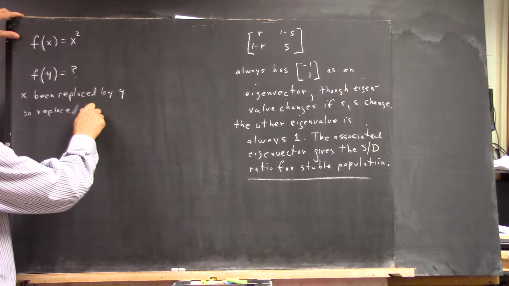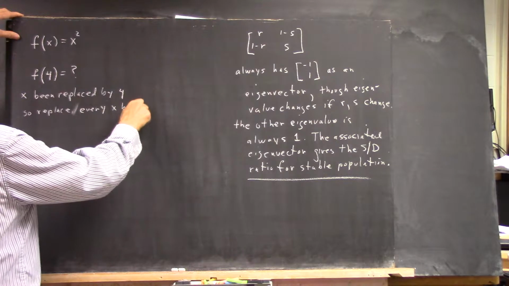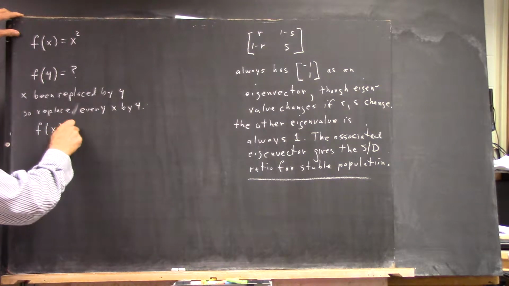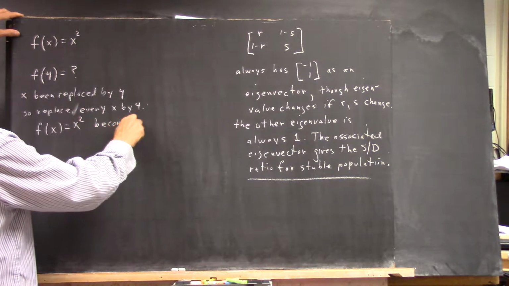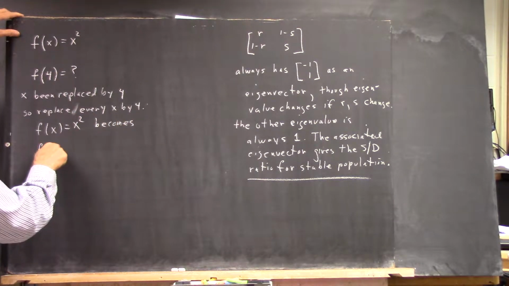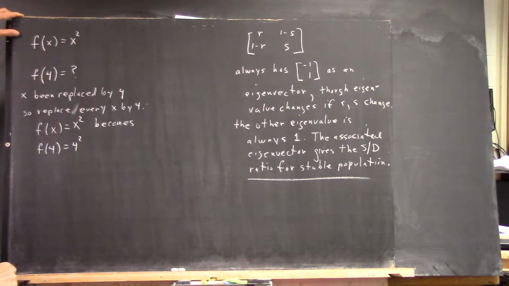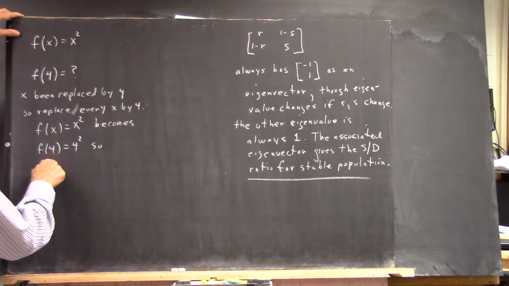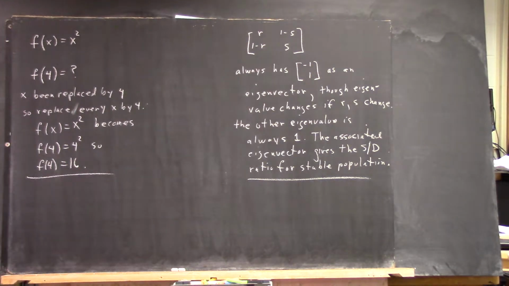So we replace every x by 4. So f of x equals x squared becomes f of 4 equals 4 squared. So f of 4 equals 16, right?